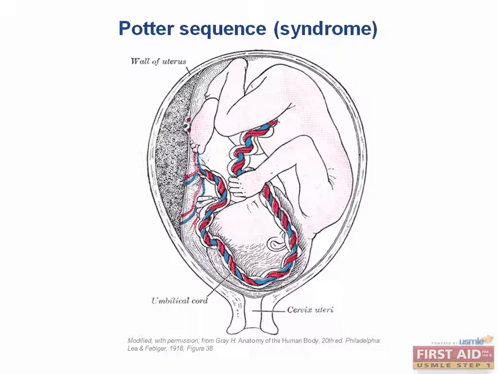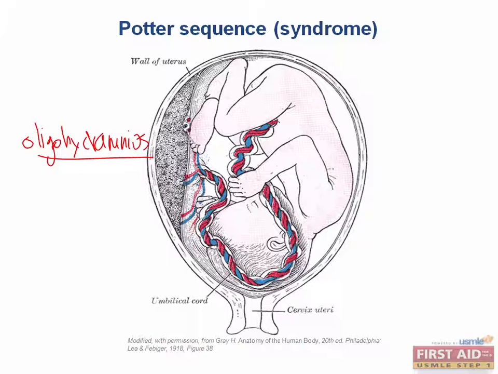A sequence is actually a type of error in morphogenesis. It describes a set of abnormalities resulting from a primary embryological event. Now, in Potter's sequence, what do you think that primary event is? Well, it's oligohydramnios. Everything stems from the fact that there's just too little amniotic fluid present in the uterus. Can you think of any other sequences? Well, one that comes to mind and is often tested on step 1 is the Pierre-Robin sequence, characterized by the triad of macrognathia, or the presence of a small mandible, glossoptosis, posterior displacement of the tongue, and cleft palate.